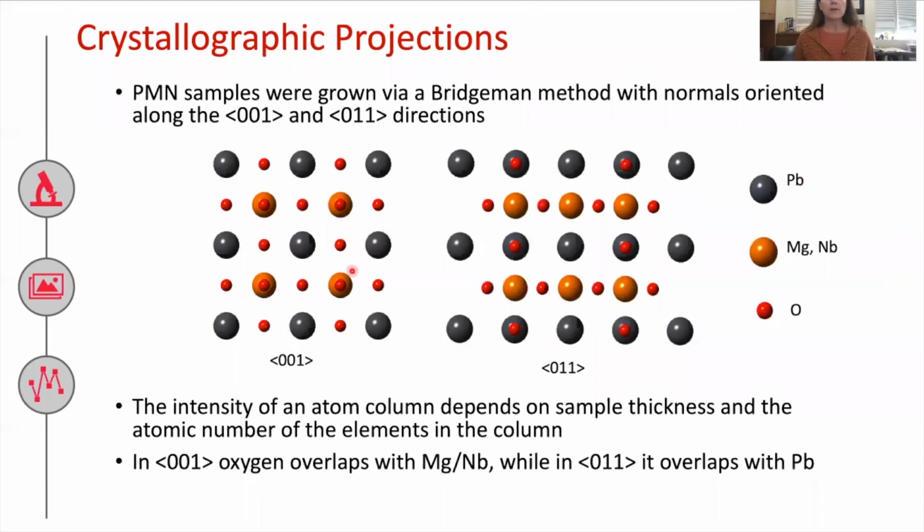We will look at data along two crystallographic directions, 001 and 011, which give us slightly different insight into the three-dimensional crystal structure. I'm going through some of this fairly quickly for time's sake, but most of this is published and therefore you can read for further details.